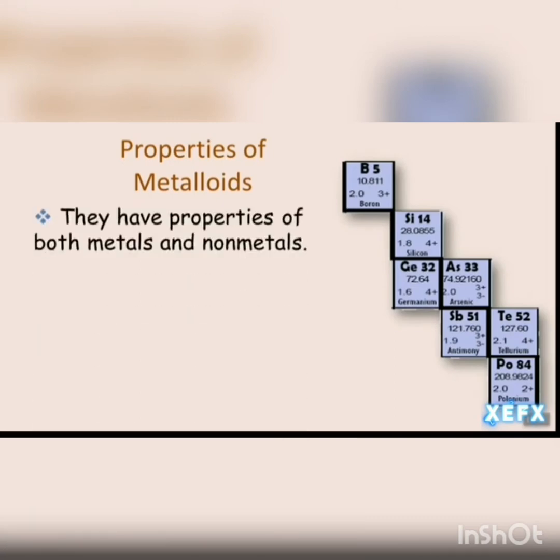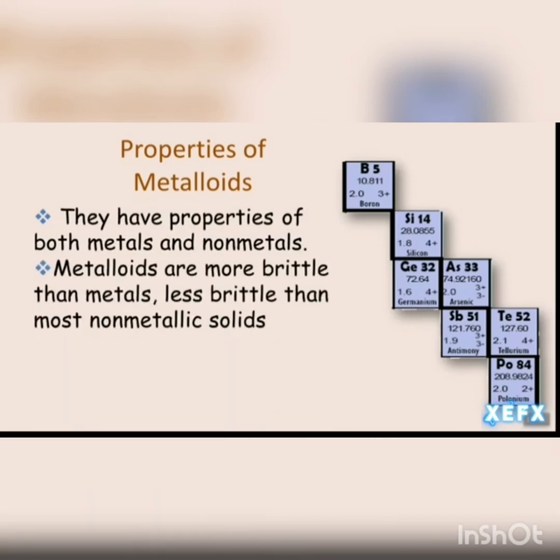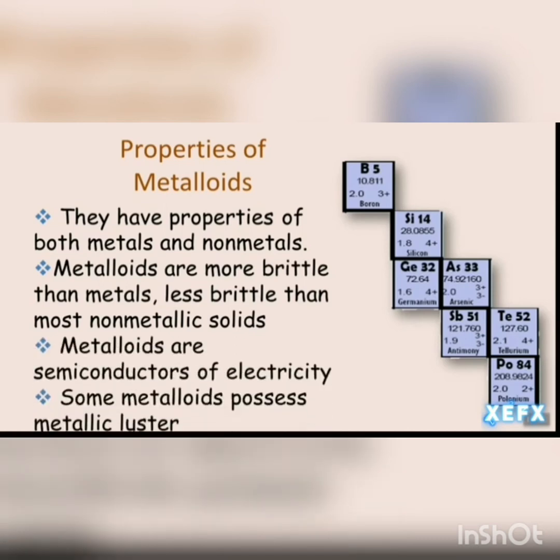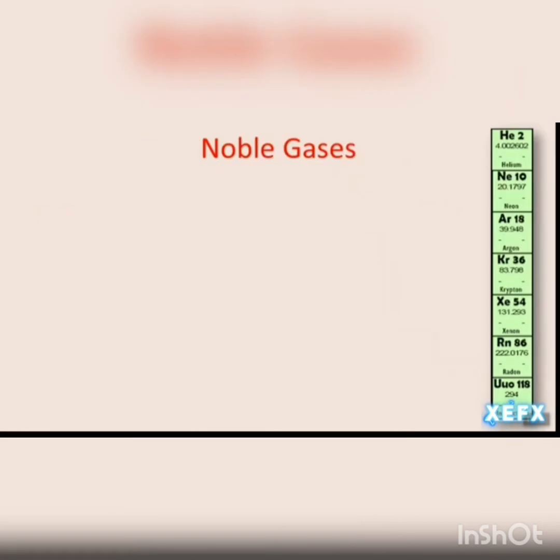Metalloids, as we have studied in the classroom, have properties of both metals and non-metals, okay? Metalloids are more brittle than metals, less brittle than most non-metallic solids. So you have to study these metalloids nicely, and these metalloids are semiconductors of electricity.